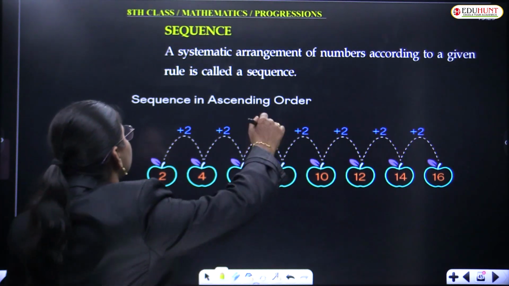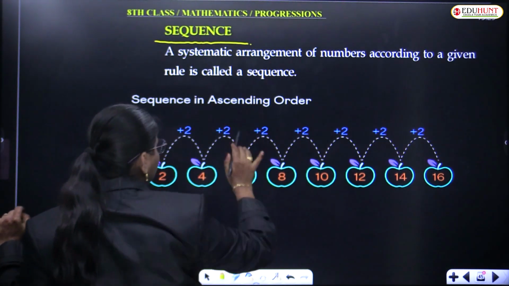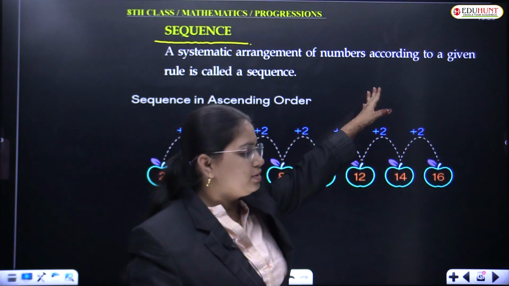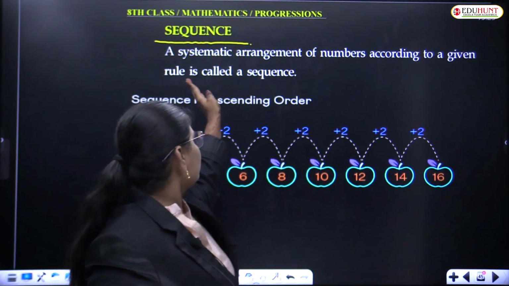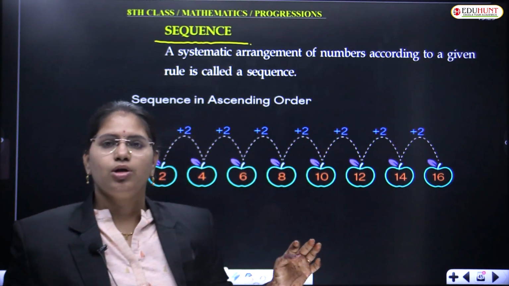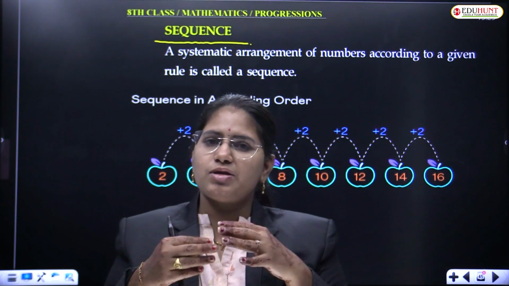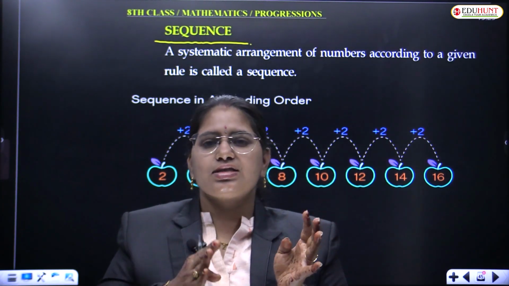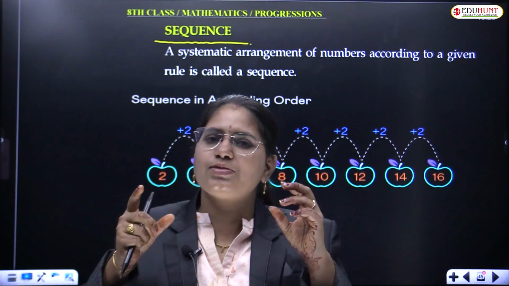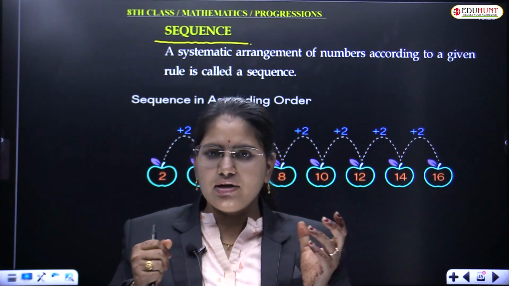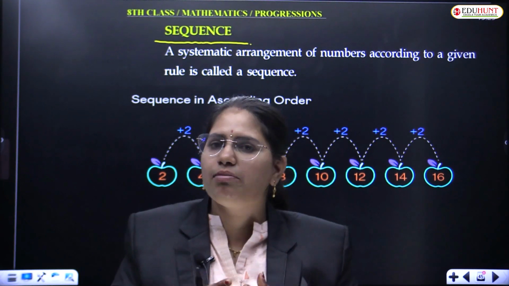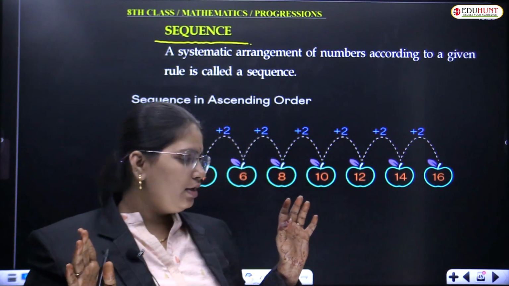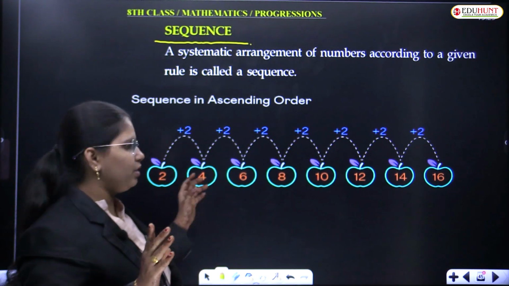Okay. So what is the first definition? The definition is a sequence. A sequence is nothing but a systematic arrangement of numbers according to a given rule. What do you mean by sequence? You will have some numbers, some terms, some letters, and a systematic arrangement of such terms is nothing but a sequence. You just need to arrange them, either in ascending order or in descending order. So let's see an example.